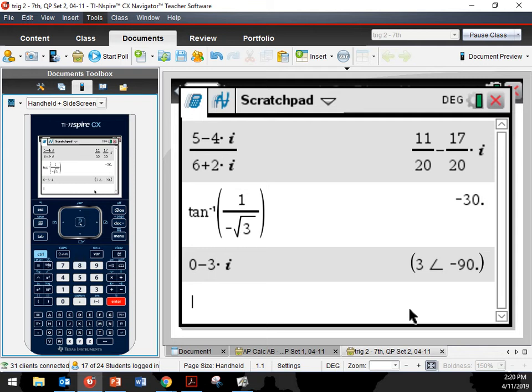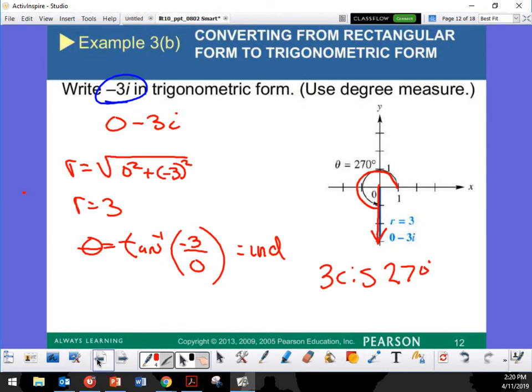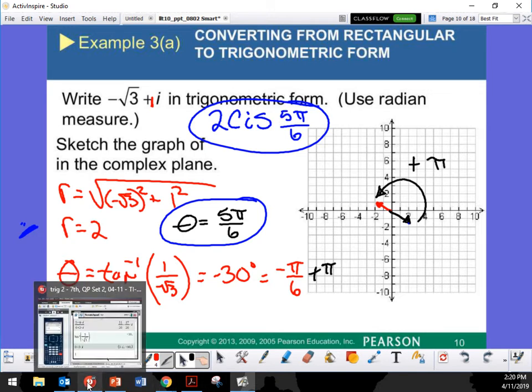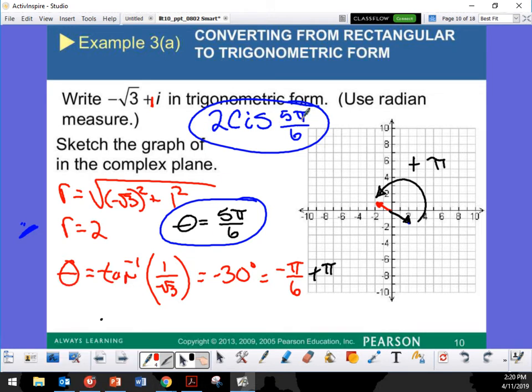So what mode is being turned on in your calculator? Polar. Thank you. So if I take it back and do one of my other ones that I just did, like this one right here, I'm going to do it in degrees. What was 5 pi over 6 in degrees? Look at your unit circle. 5 pi over 6 is what? 150. Let's see what my calculator says about that. So 2 CIS 150. Okay.